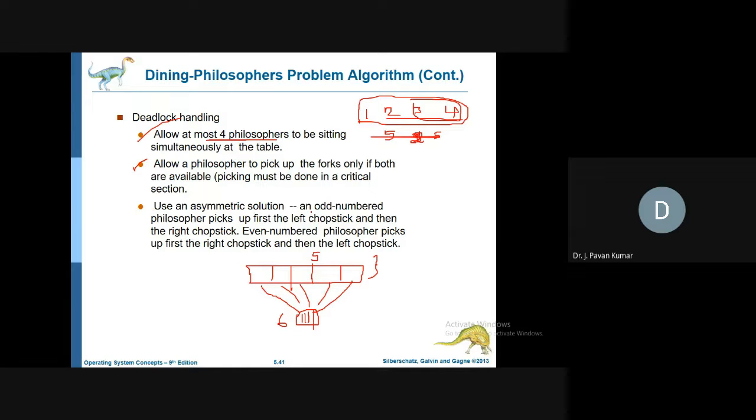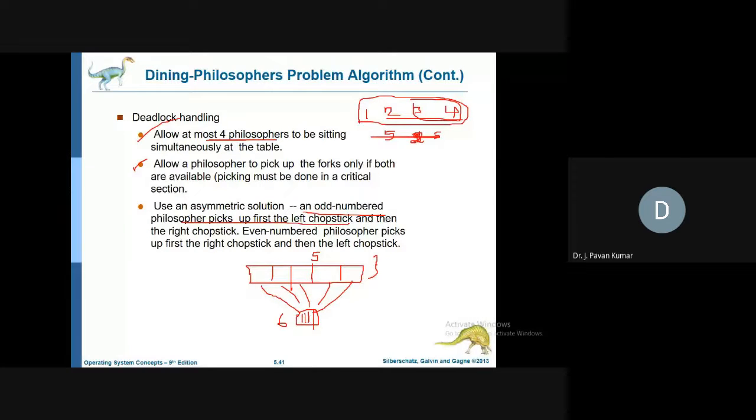Next, this is another solution: odd numbered philosophers pick the left chopstick first. That is, 1, 3, 5 need to pick their own number; the third philosopher needs to pick three. Like that, we allow only the first one as the left chopstick for odd numbered philosophers. For even numbered philosophers, they need to pick the right chopstick. That means for 2, what is the right one? The right one is 3. So if 3 is free, then only he will pick. Otherwise, he will not pick any chopstick. So that we can avoid circular waiting. This is another solution to handle this deadlock.